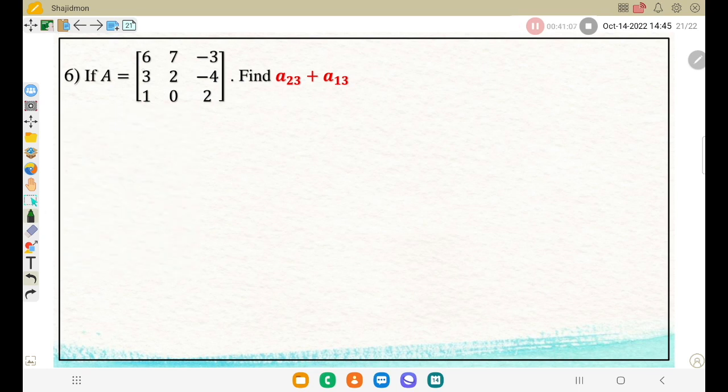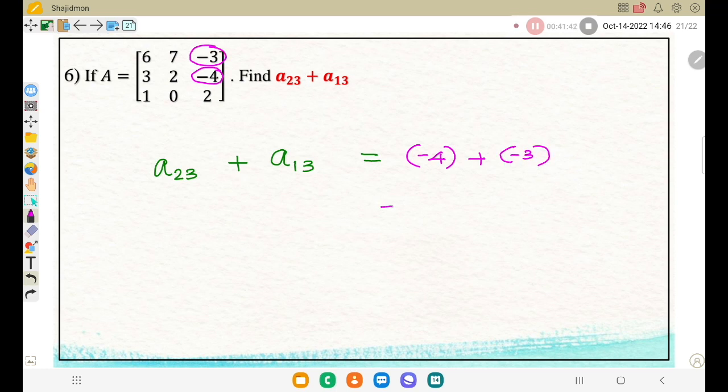If A equals the matrix 6, 7, minus 3; 3, 2, minus 4; 1, 0, 2, find A23 plus A13. That means the number from the second row, third column plus the number from the first row, third column. What will be the answer? That is the question, a simple multiple choice question. What is A23, second row third column? Minus 4. Plus A13, first row third column, minus 3. So minus 4 plus minus 3 is minus 7.